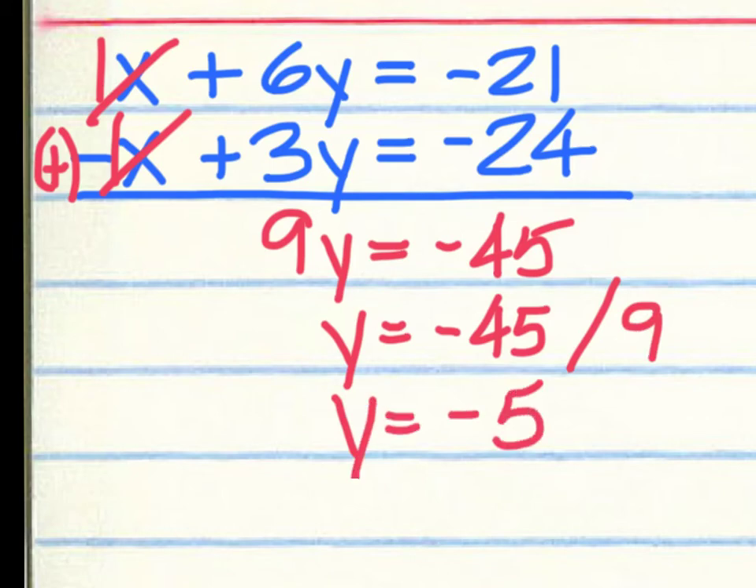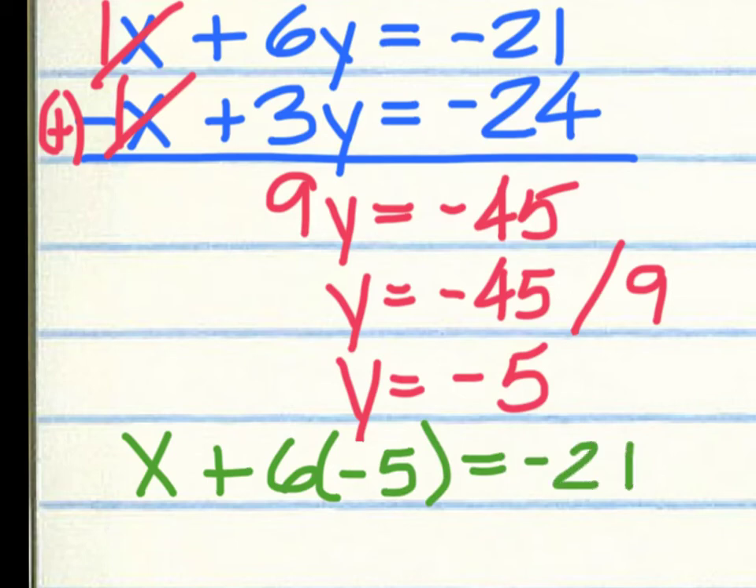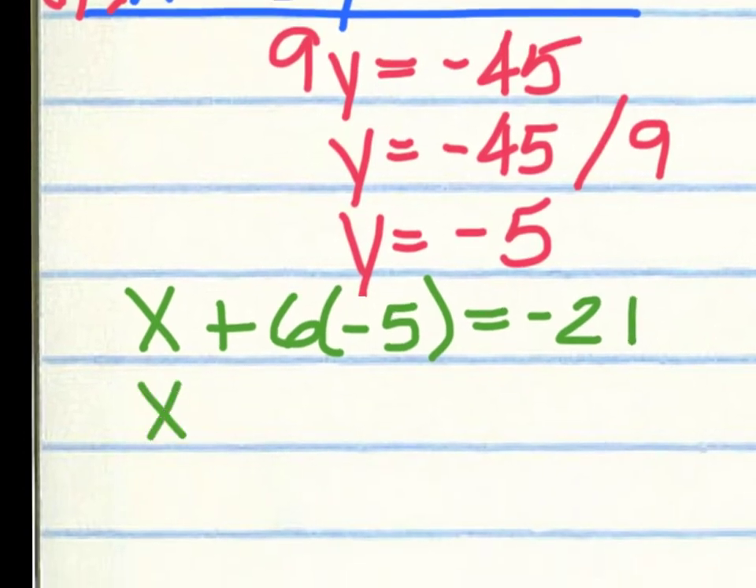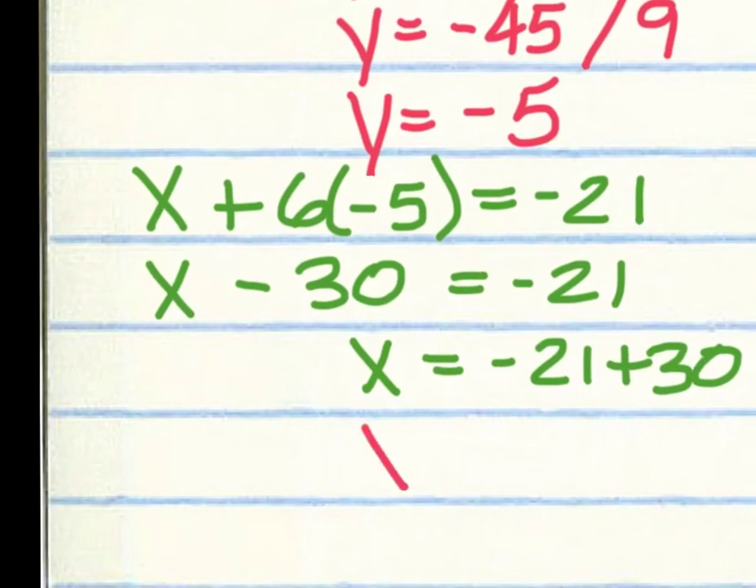And I think the top equation is what I'm going to use. So I'll go down here and put x plus 6 times negative 5 equals negative 24. Oh, okay, 21. I didn't finish it out, so I don't have to erase anything. I was looking at the bottom one. Alright, so we'll go x minus 30 equals negative 21, and x equals negative 21 plus 30. So that should be an answer of x equals 9. So your final answer is 9, negative 5.